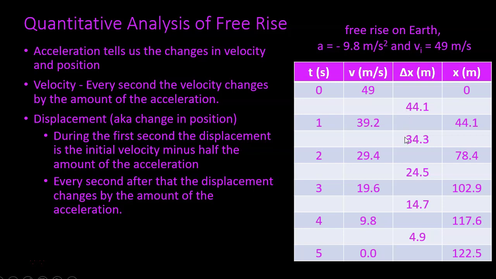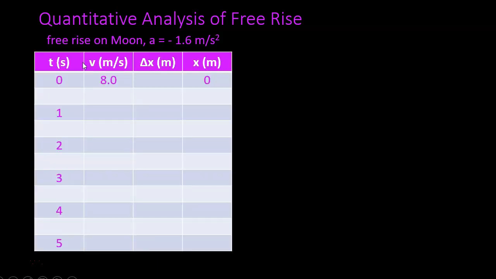And then we can see every second that goes by, the displacement is going to decrease by 9.8 meters every second. And we can see that in this case, the object reached a peak height of 122.5 meters. Now, let's have you try your hand at filling out the time, velocity, displacement, and position table for free rise on the moon.